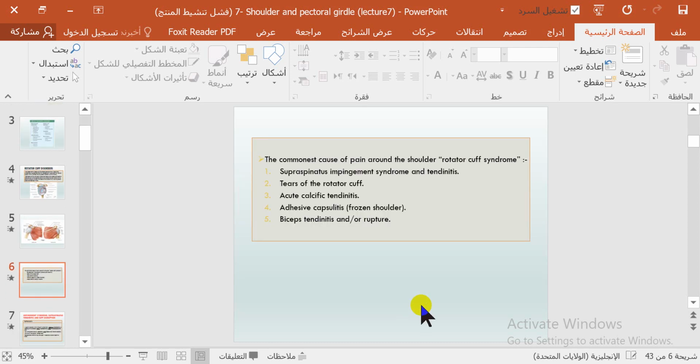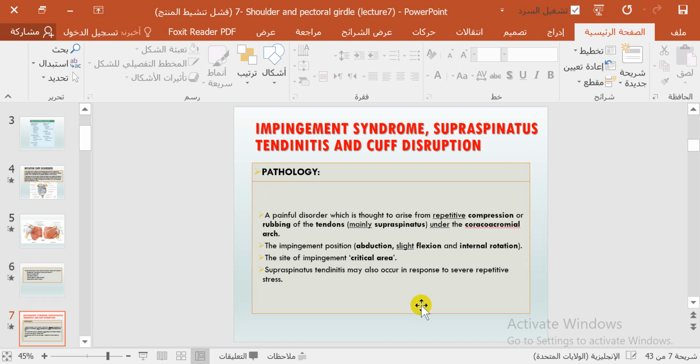The common causes of pain around the shoulder are rotator cuff syndrome, supraspinatus impingement syndrome and tendinitis, tears of the rotator cuff, acute calcific tendinitis, adhesive capsulitis called frozen shoulder, and biceps tendinitis and or rupture of the biceps tendon. These are the main pathological conditions that cause pain around the shoulder and arise from structures near the joint itself. Impingement syndrome, supraspinatus tendinitis, and cuff disorders.